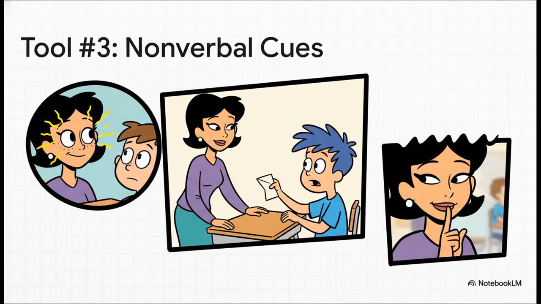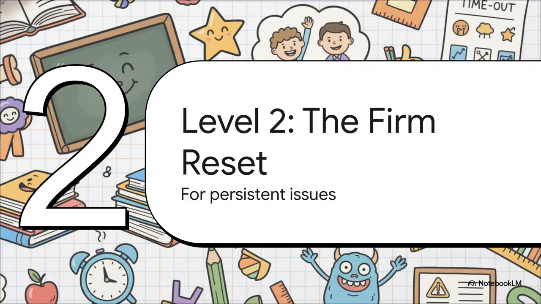And the last tool in our subtle nudge category is the good old nonverbal cue. We're talking about making eye contact from across the room, or just casually walking over and standing near a student's desk. Maybe a quick head shake or a finger to the lips. They're silent, but wow, are they effective. Okay, but what happens when those subtle nudges just aren't cutting it?